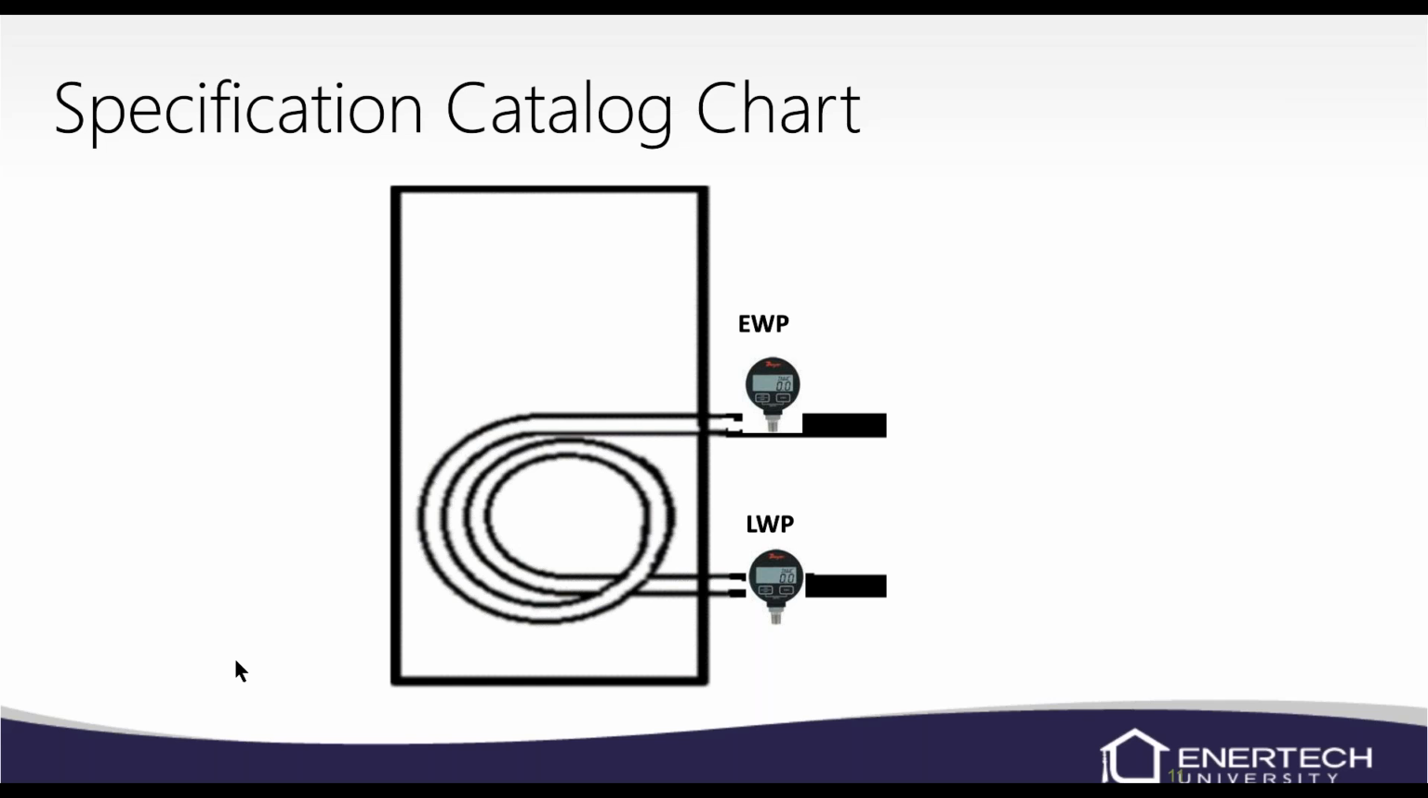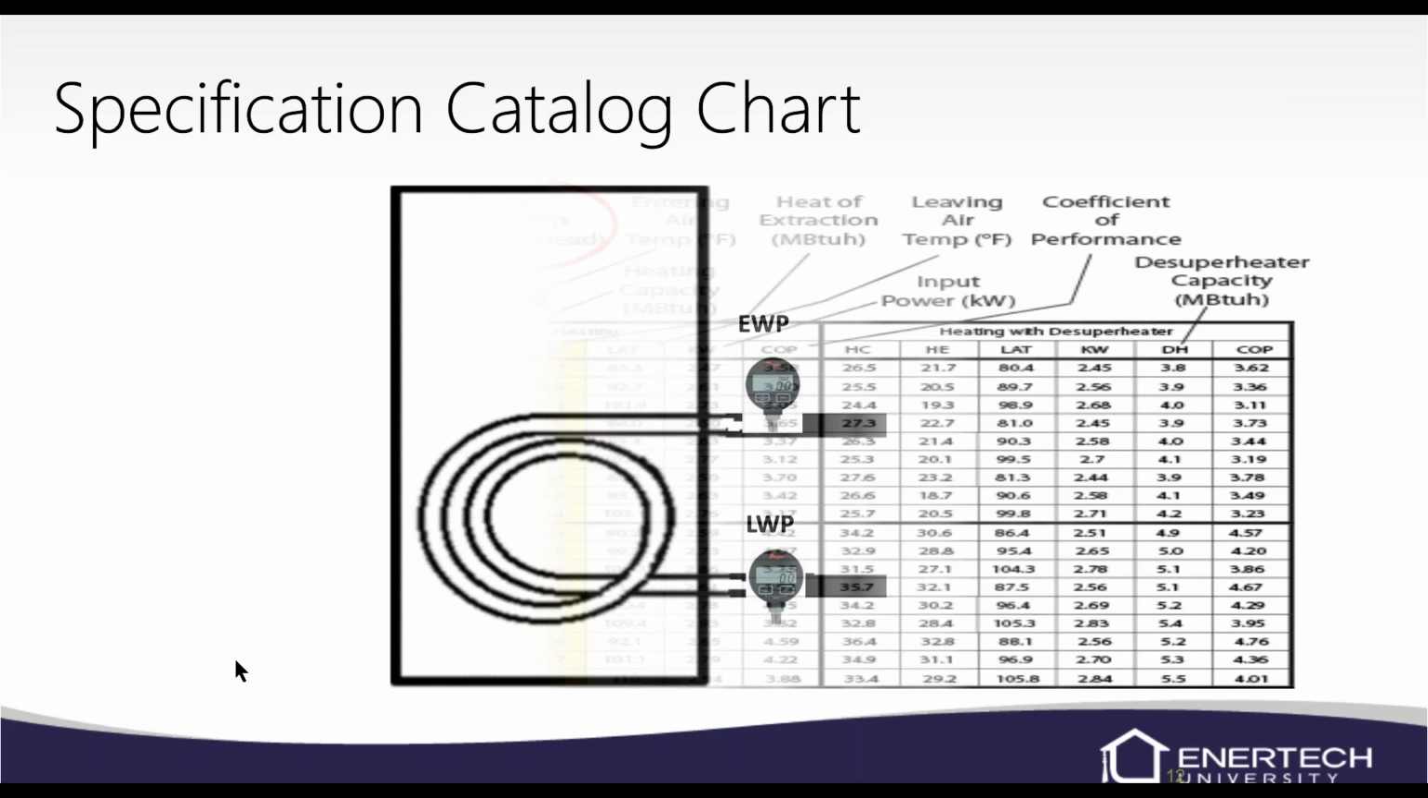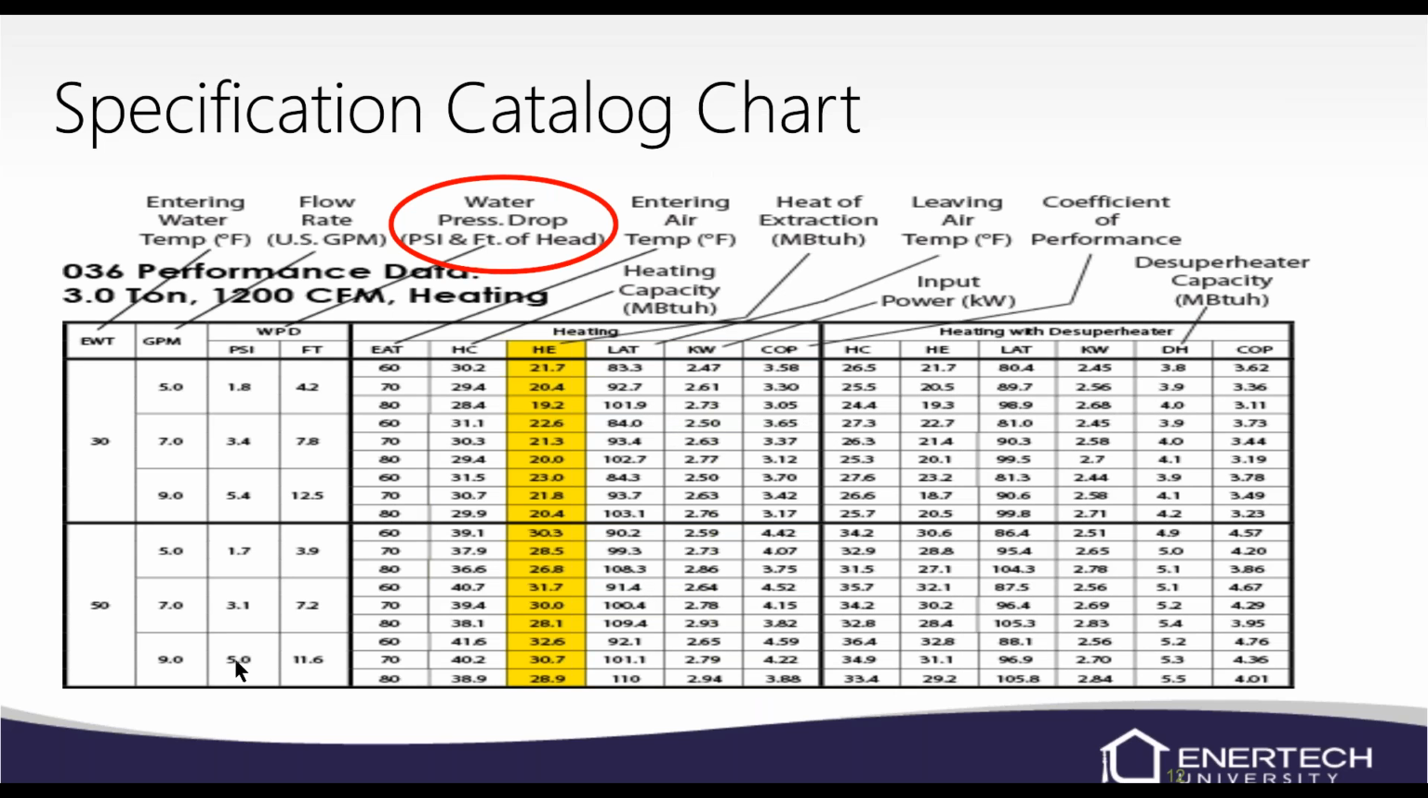So when we look at GPM, we've got to get our pressure drop. So pressure in minus our pressure out will give us our pressure drop. So if we had 3.4 pounds of pressure drop, that would equal the 7 GPM at 30-degree entering water temperature.